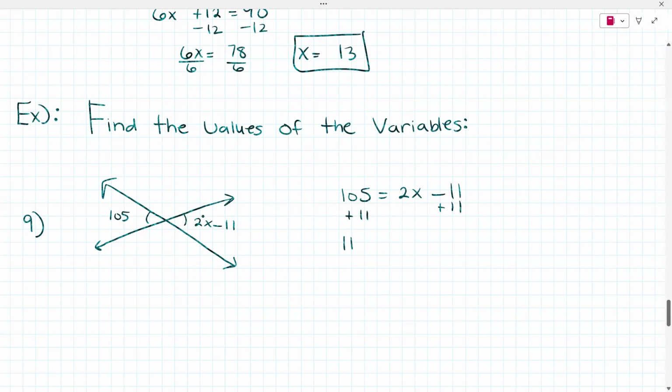116 equals 2x. Divide this by 2. I get 116 divided by 2 is 58. And yeah, we're fine. We found what x is, so that's 58.